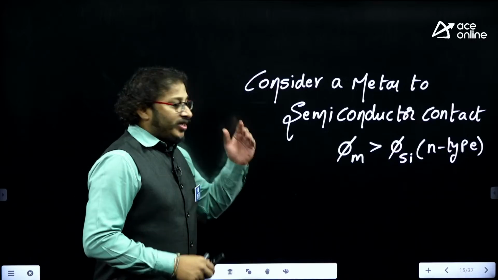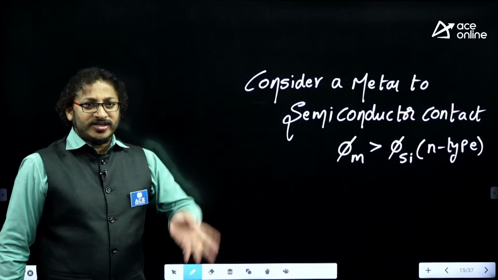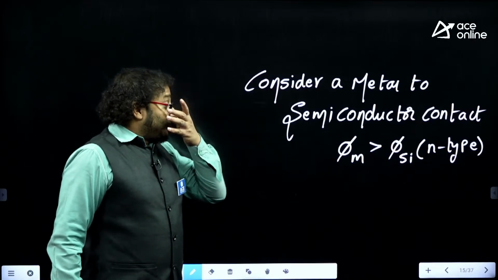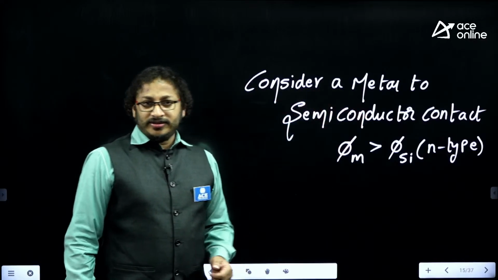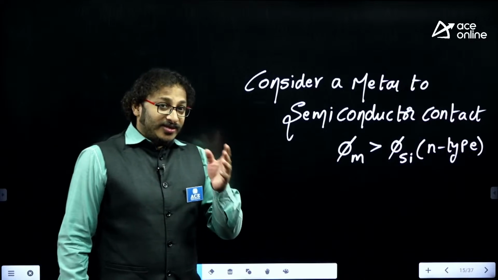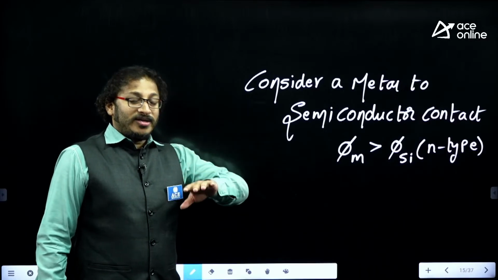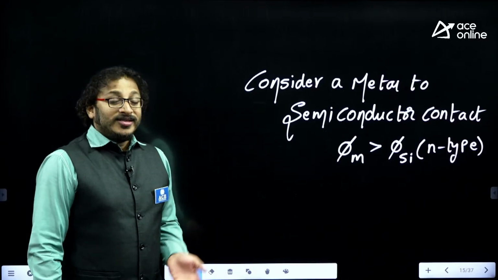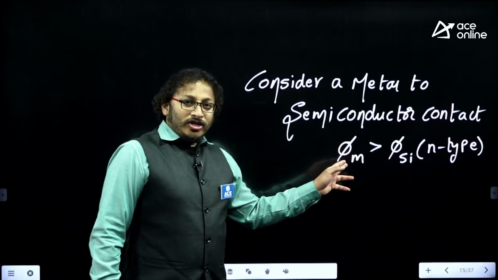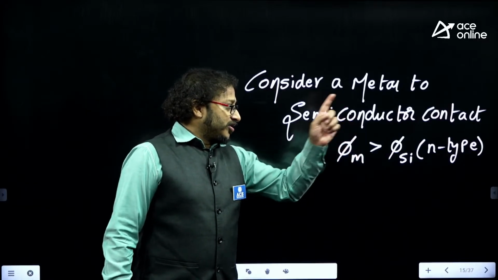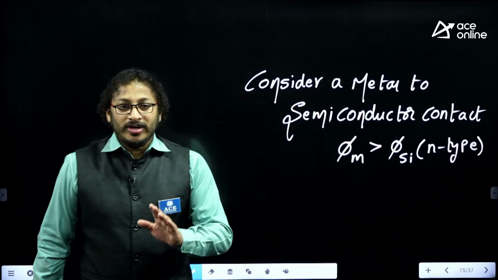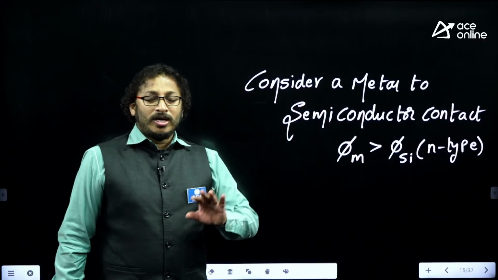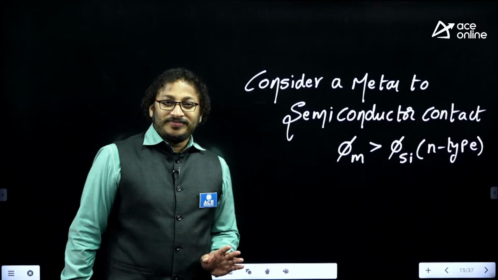Now let us take one example which includes previous questions again. Students, consider a metal to semiconductor contact. There is a contact between metal and semiconductor, such that the work function of the metal is greater than the work function of the semiconductor, whereas the semiconductor is n-type. Now they are asking to draw the energy band diagram. There are 4 options. Out of 4 options, which option is correct?